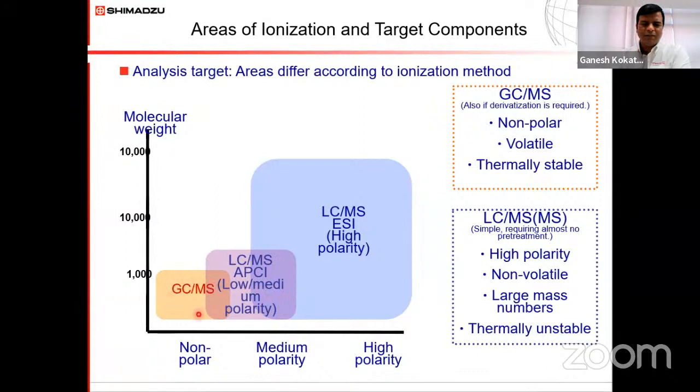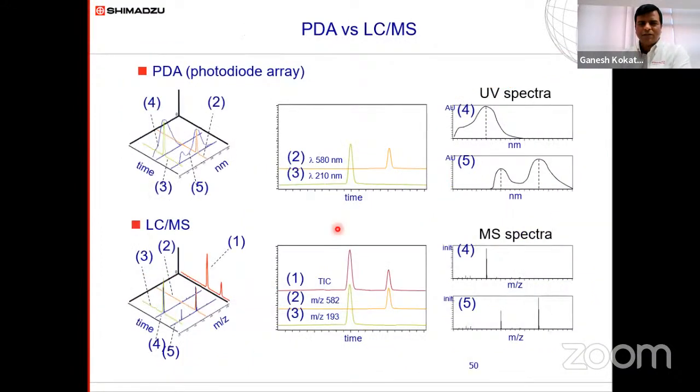And then in come the picture, if it is volatile, then obviously we are focusing on GCMS. Okay, so this is the area of ionization basically we are focusing on. So if we compare PDA versus LCMS, so PDA means yesterday I showed you different types of graphs obtained with the help of, depending on the wavelength.